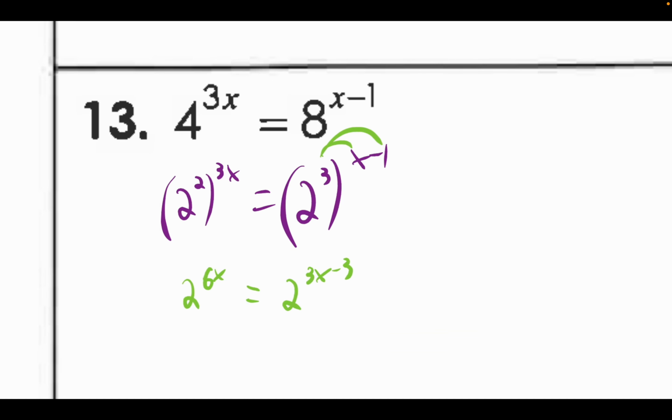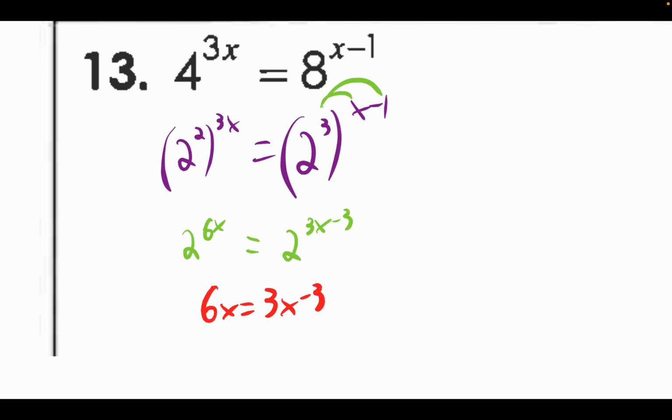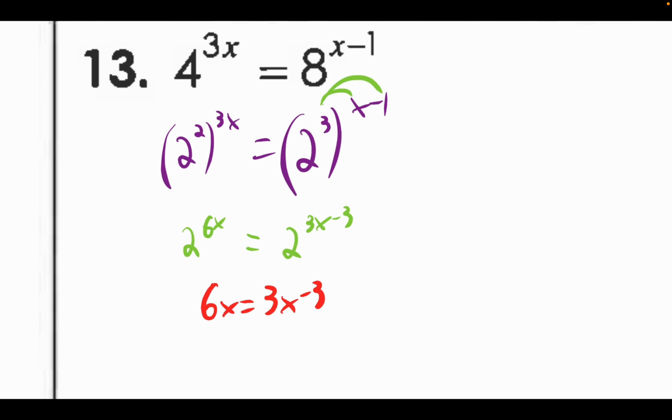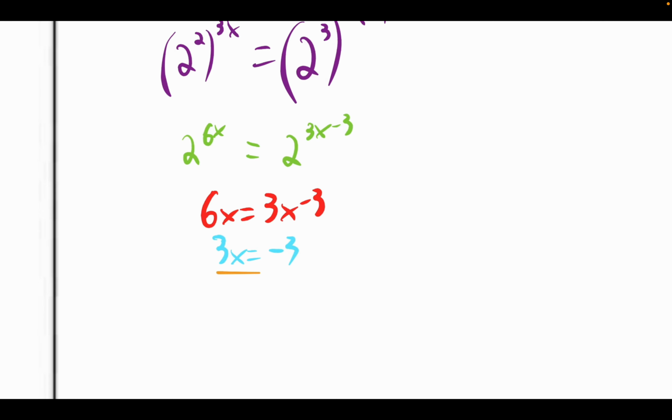And now we can set those exponents equal to each other. So we get 6x equals 3x minus 3. I subtract 3x from both sides and get 3x equals negative 3. Divide both sides by 3. I get x equals negative 1.